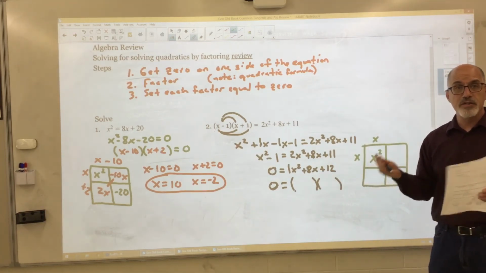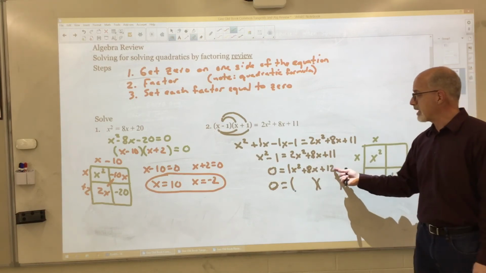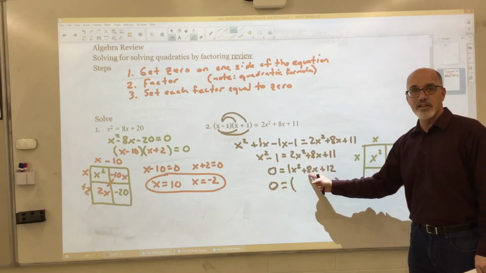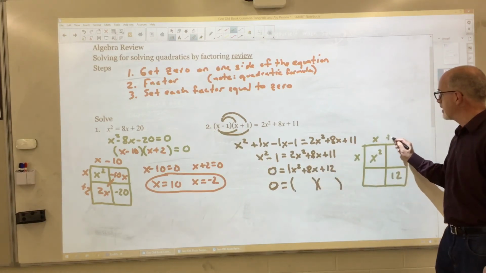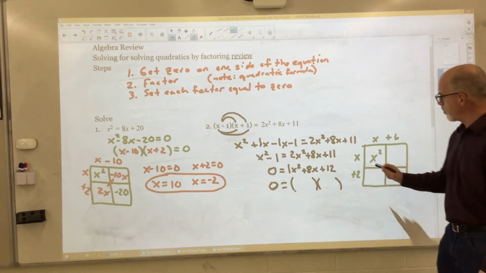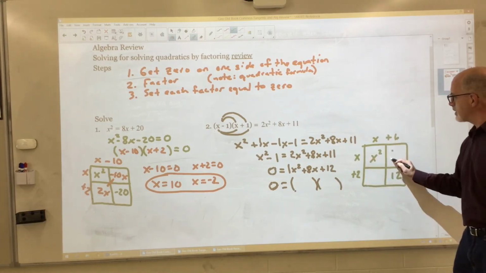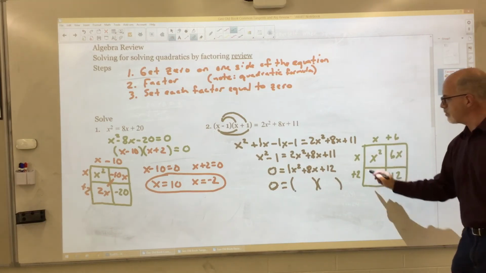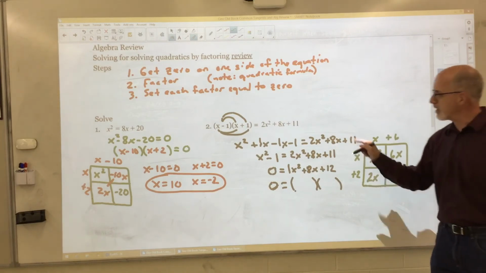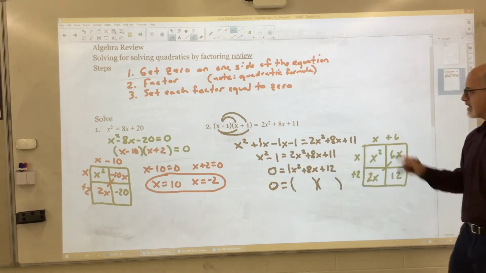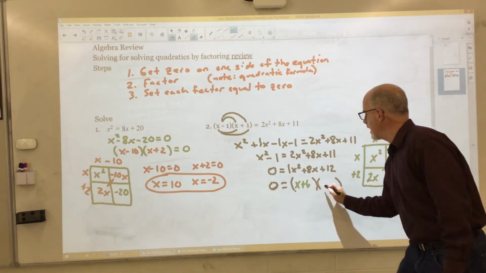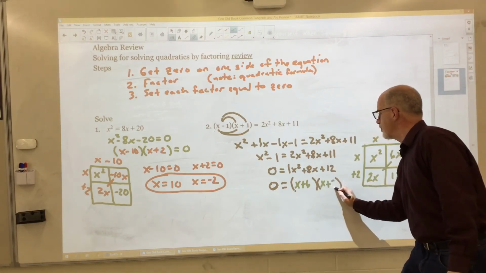Now, when I think about those different combinations that multiply together to give me 12, the two that add together to give me 8 are 6 and 2. So I'm going to try those two. Let's see if it worked. So x times 6 gives me 6x for this box. X times 2 gives me 2x for this one. Notice that these add together to give me that 8x in the middle. Those are my factors: x plus 6 and x plus 2.